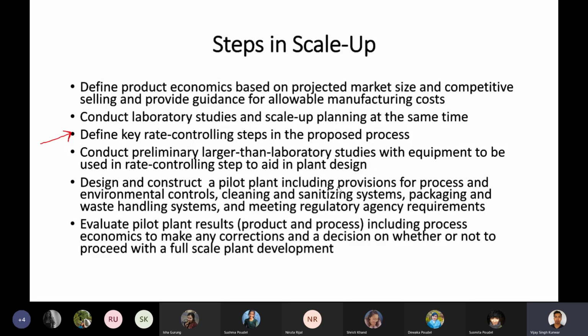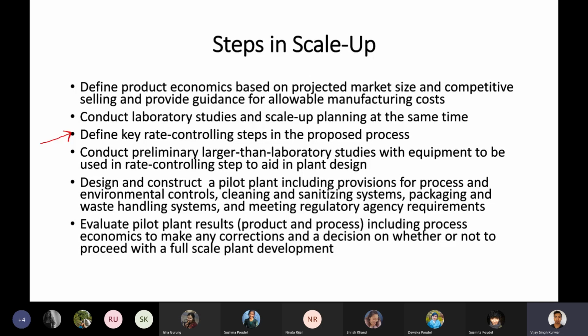So design and construct pilot plant including provisions for process and environmental control, cleaning and sanitizing systems, packaging and waste handling systems, and meeting regulatory agency requirements. You have to take care of everything. How to clean it, how you manage the waste material, how you allow regulatory bodies or requirements, or you can check cleaning, sanitizing, packaging, all that thing.